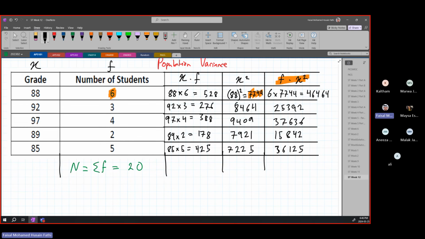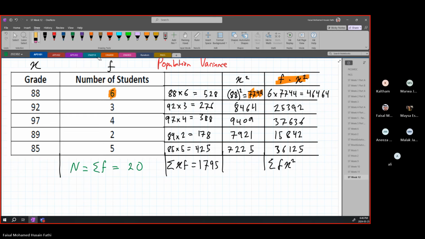All right. So that is the first sum you're going to find. Then you're going to sum the next one, which is x times f. You're going to add up all these numbers, which is 528 plus 276 plus 388 plus 178 plus 425, which is 1795. All right. And then you don't need your x squared values anymore to be summed. You need your sigma f x squared. These values over here.